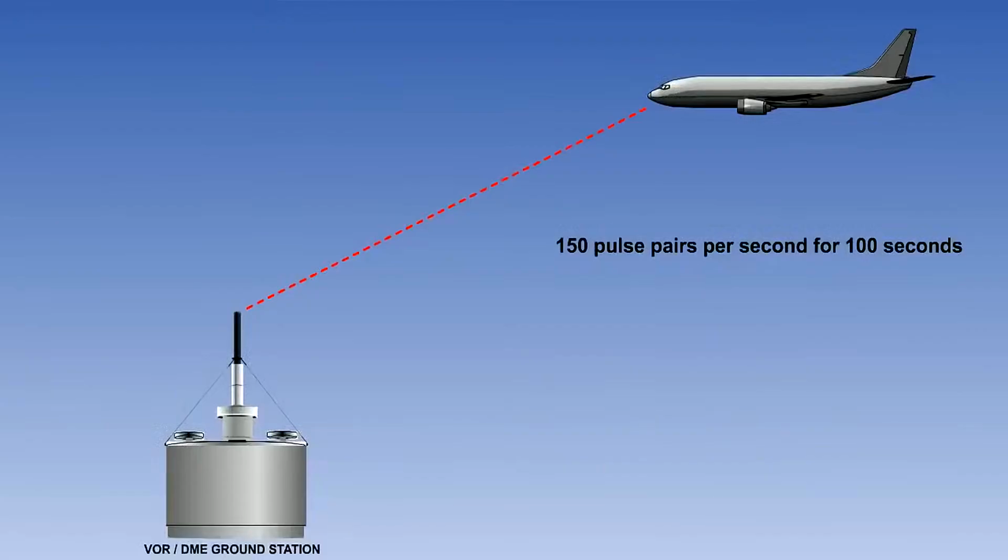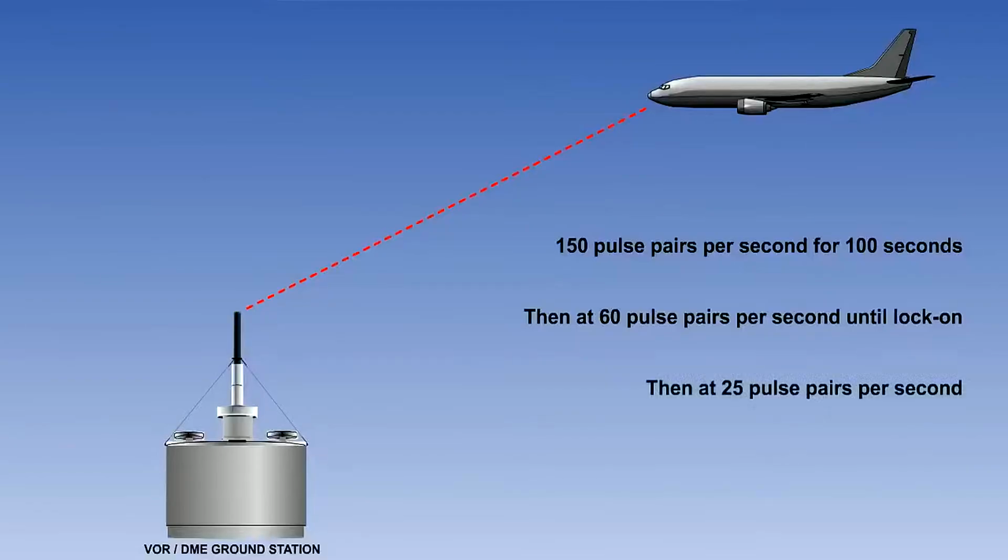The interrogator transmits at 150 pulse pairs per second for 100 seconds or until lock-on is achieved. If lock-on is not achieved, it will then reduce the search rate to 60 pulse pairs per second and continue at this rate until there is a range lock-on or the channel is changed. At lock-on, the rate will reduce to 25 pulse pairs per second. Lock-on in modern aircraft takes about a second. Older analog equipment will take much longer.